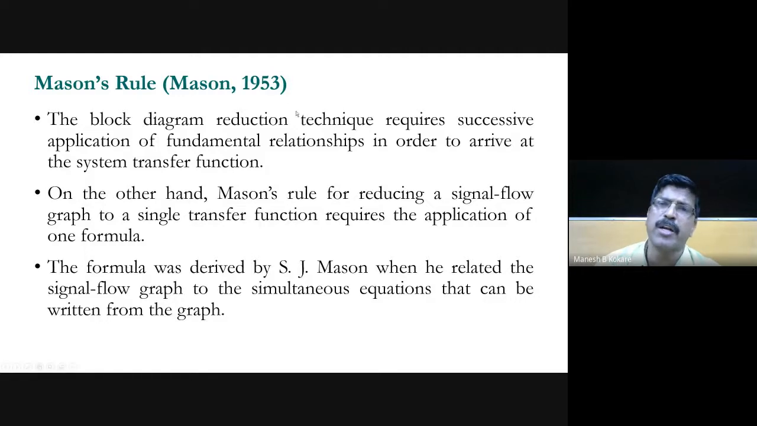Okay, so the block diagram reduction technique requires successive application of fundamental relationships in order to arrive at the system transfer function. So you have to simplify the block by using rules, and keep simplifying till you get the final transfer function. But here, with Mason's rule, or the signal flow graph, you don't go for reduction. Mason's rule for reducing the signal flow graph to a single transfer function requires the application of only one formula. So you have to find out all the terms in the formula. The formula was derived by S.J. Mason when he related the signal flow graph to the simultaneous equations that can be written from the graph, right?